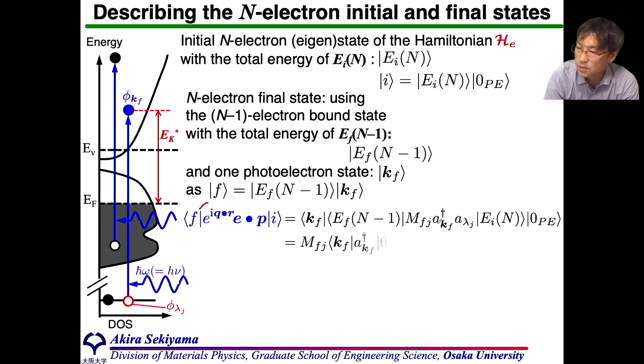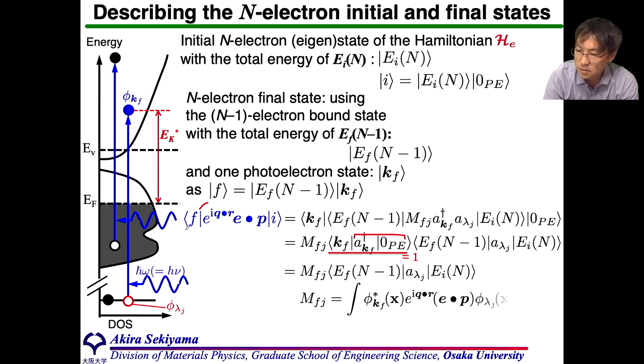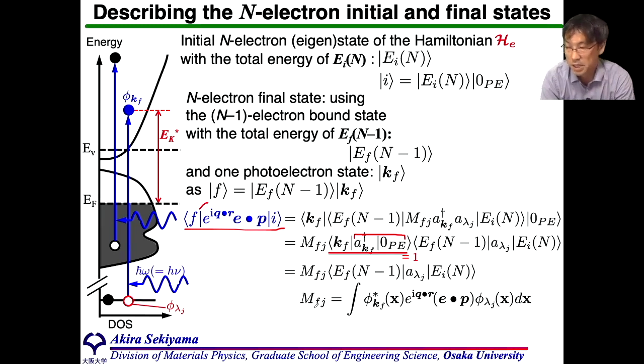Then we can divide it into the photoemission process and the bound electron state as this. Of course, this term becomes 1 because this process stands for the creation of the photoelectron with k_f. The result is this. Therefore, this term becomes 1. Therefore, this formulation is also expressed as this formula. Here, M_fj stands for the matrix element of the photoexcitation process, described by this formulation.